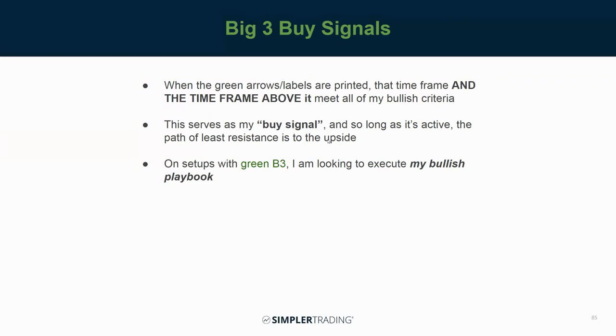And then we'll talk about that in a second in terms of what I mean by the time frame above it. But as long as we have our buy signal, what that really means to us in plain English is the path of least resistance is to the upside. So on setups with our buy signal, we'll take it on a 5 minute, a 4 hour, a 30 minute, a 15, a 5. We're looking to execute the bullish playbook trades.